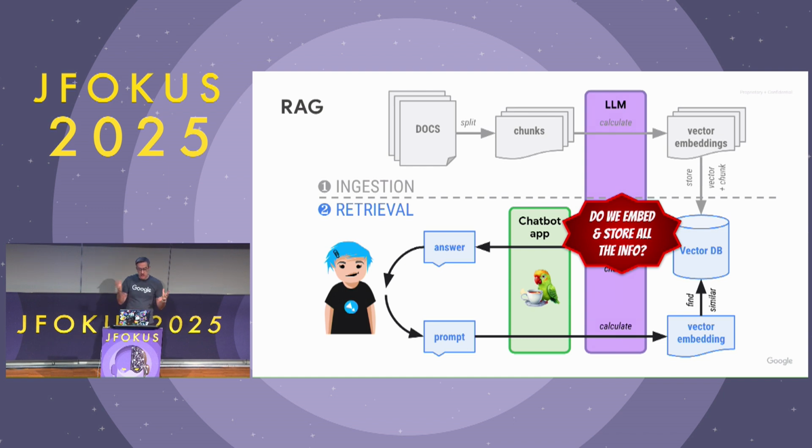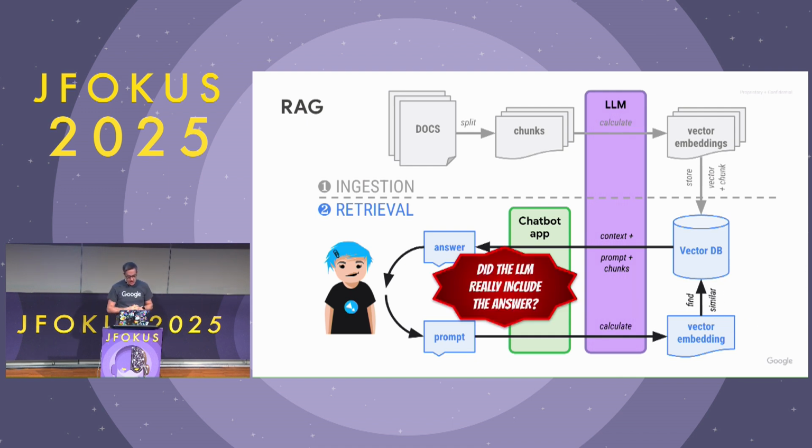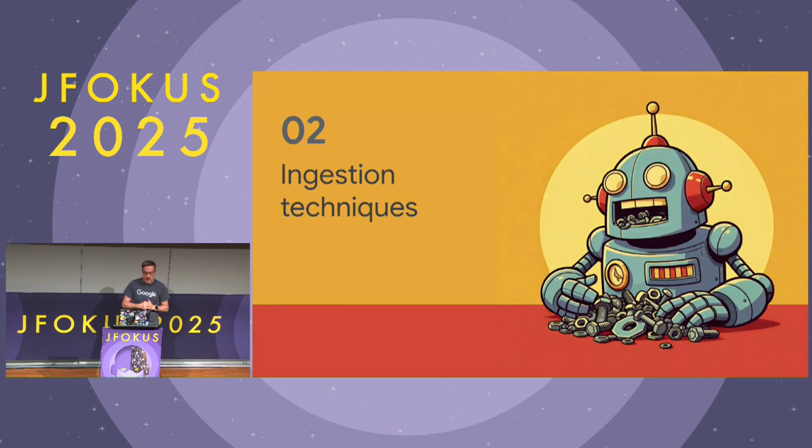Did we embed and store all the information? Maybe we missed something. I mentioned that usually a question is close to its answer, but we'll see techniques to improve that. Did the LLM really include the answer? We nudged it to reply with that information, but maybe it can say something different or use its internal knowledge instead of the information that we gave. So that's why we're going to study various techniques.